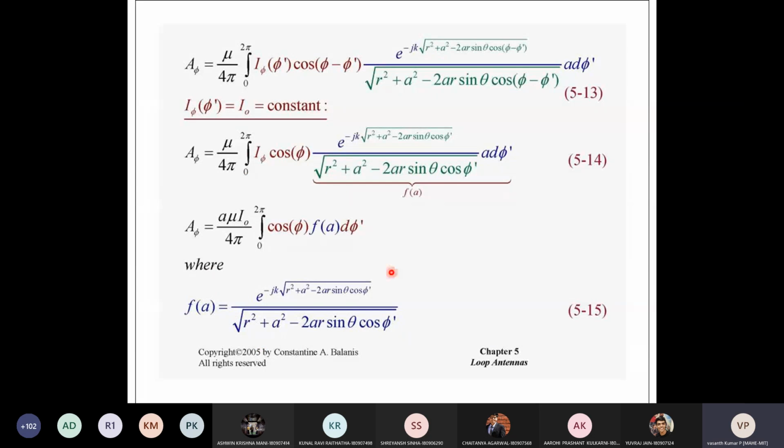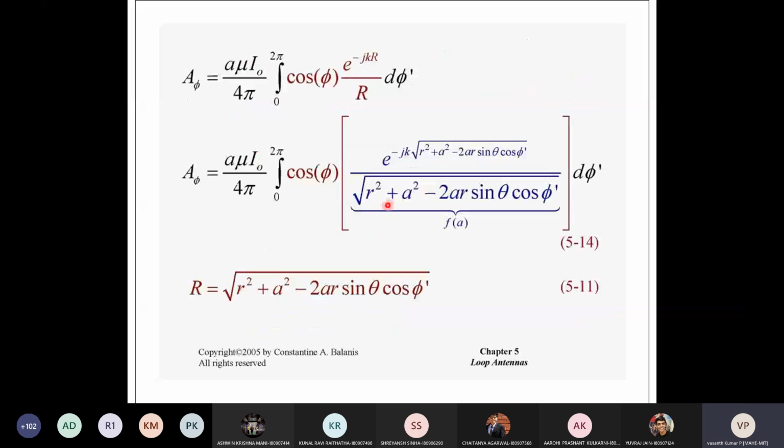Okay, so f of a is this. So a phi is given by this. Okay, simple.